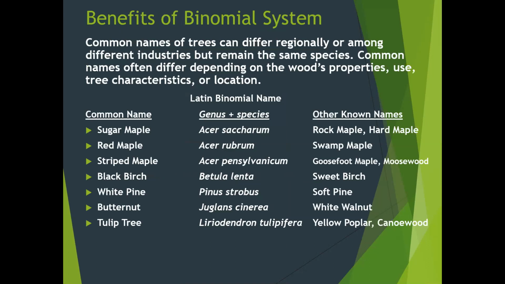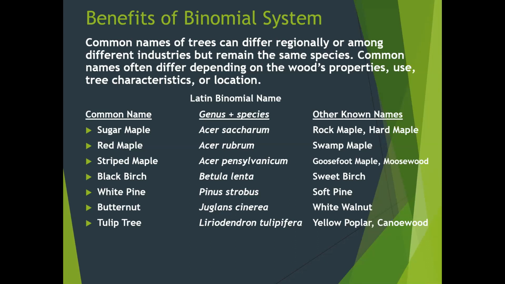Another way that common names get confused is that they differ regionally or among different industries, but they still are the same species. Common names can differ depending on the wood's properties, how it's used, the tree's actual characteristics, or even its location. For instance, the sugar maple, Acer saccharum, is called a rock maple or a hard maple in the woodworking industry because the wood has a hard characteristic. A red maple, Acer rubrum, is sometimes called a swamp maple because it's often found in swamps.